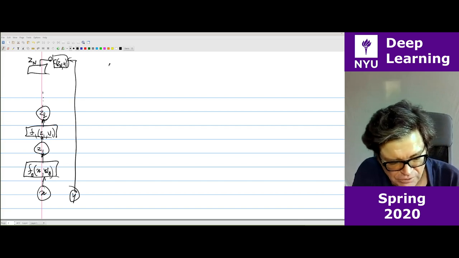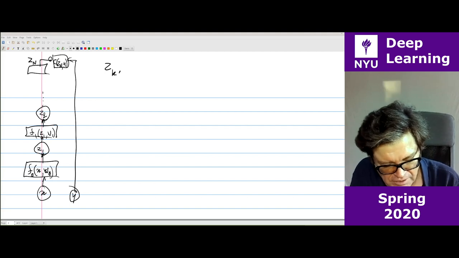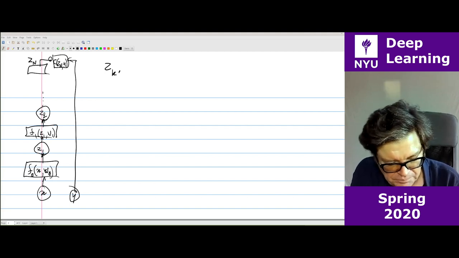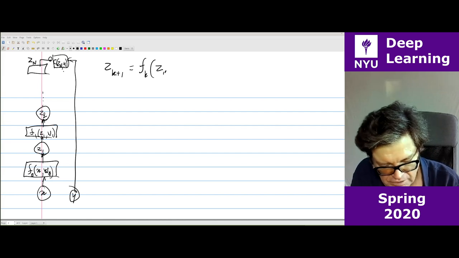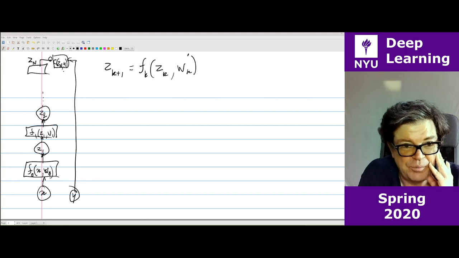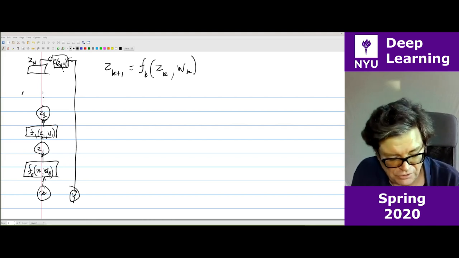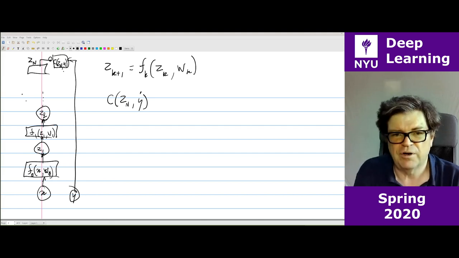Okay, so the forward pass can be written as z_{k+1} equals f_k of z_k, w_k. Okay, that's just a forward pass. And then you have a cost function, C, which you want to minimize, which is C of z_n, y. Okay, that's just whatever cost function you want to minimize.